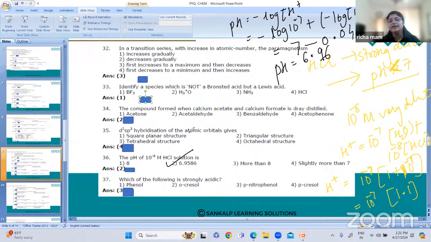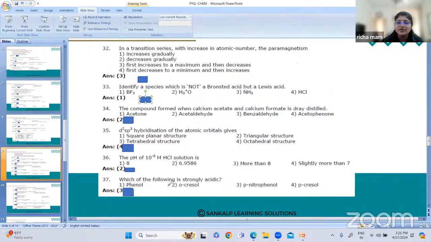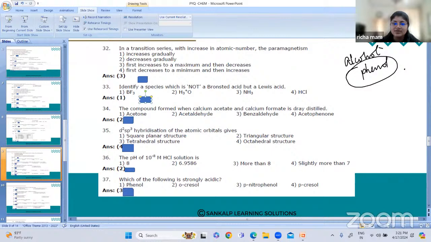So the pH of 10 raised to minus 8 molar HCl solution is 6.96. Okay. Which of the following is strongly acidic? We know that alcohols, phenols. Phenols are more acidic than alcohols. In that, if you have an electron withdrawing group, then it is more strongly acidic, right?